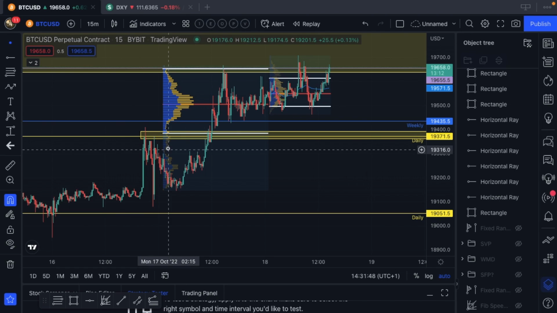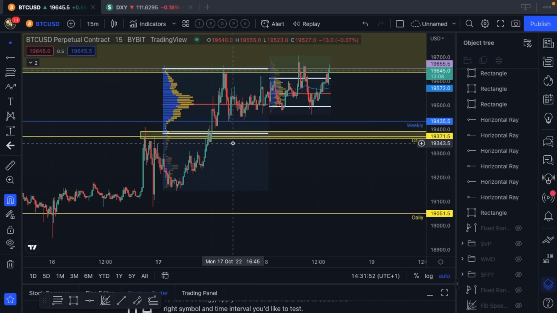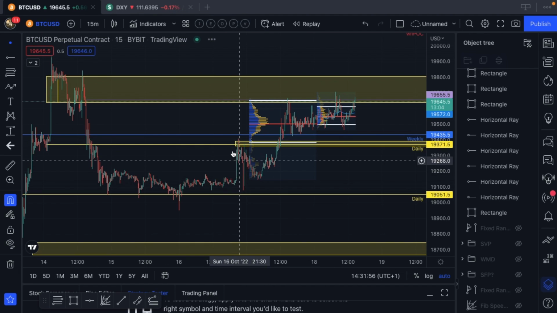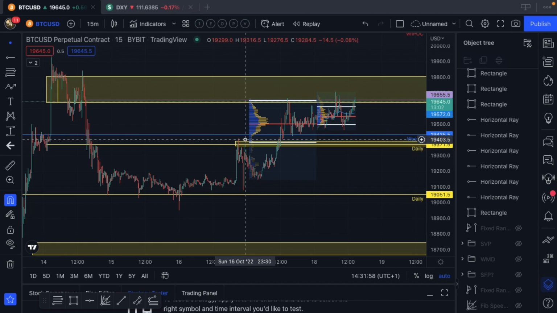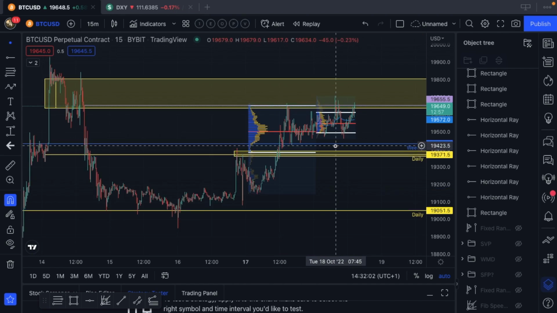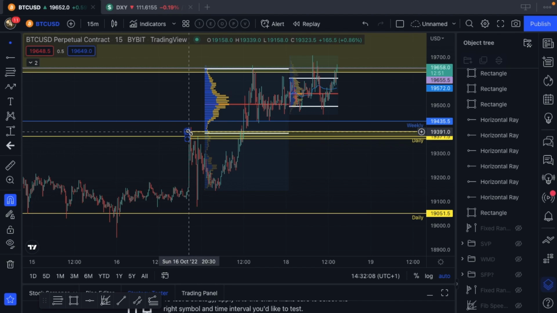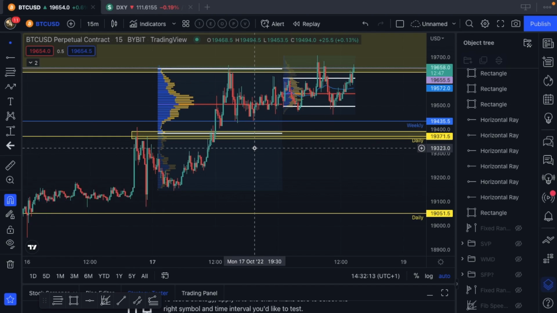So remember in my previous video, I missed this short because it happened on Sunday, but I had this level already painted out, and that was because of two anchored VWAPs sandwiching this daily level, and then we also have this weekly level right above. So I was really interested in a short here, but it played out on Sunday, and I don't trade on Sundays, unfortunately, because it was gorgeous.